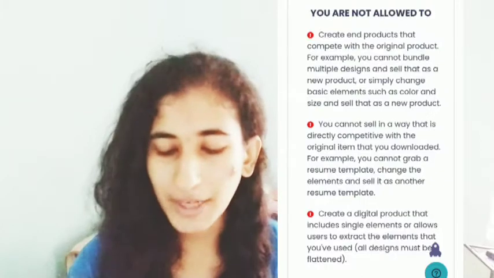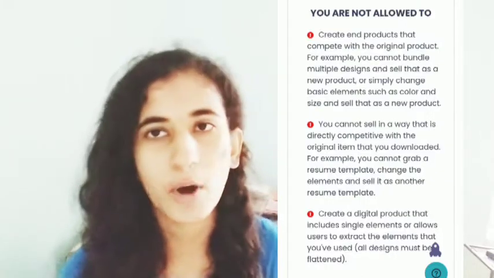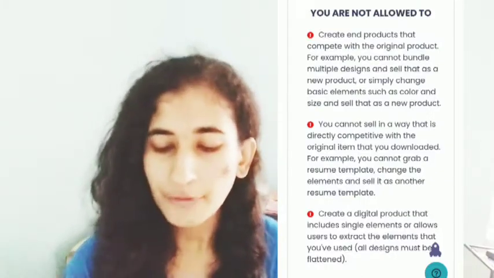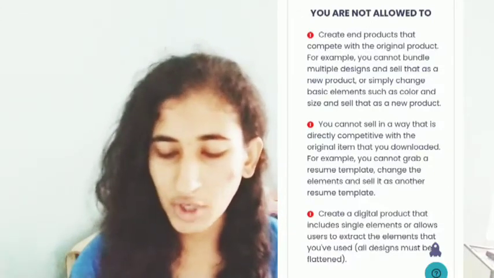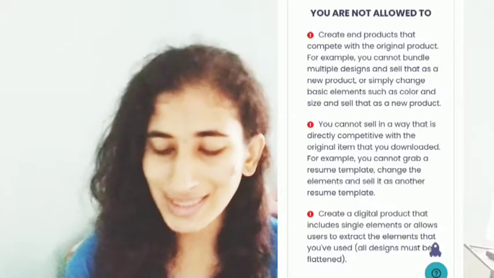So these are the two things that you're allowed to do. Now, what you are not allowed to do: create end products that compete with the original product. You can't create products that are competing with the original product. For example, you cannot bundle multiple designs and sell them as a new product, or simply change basic elements such as color and size and sell that as a new product.